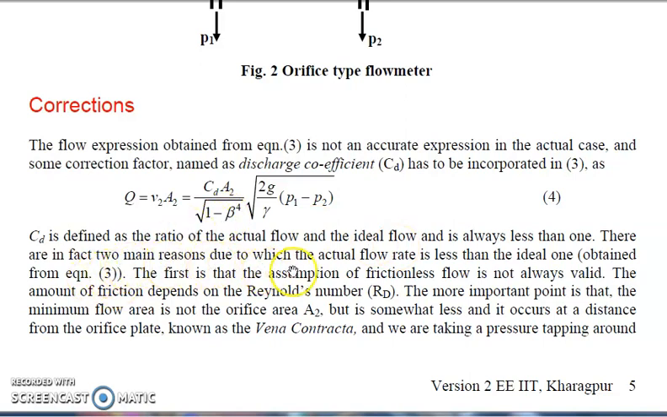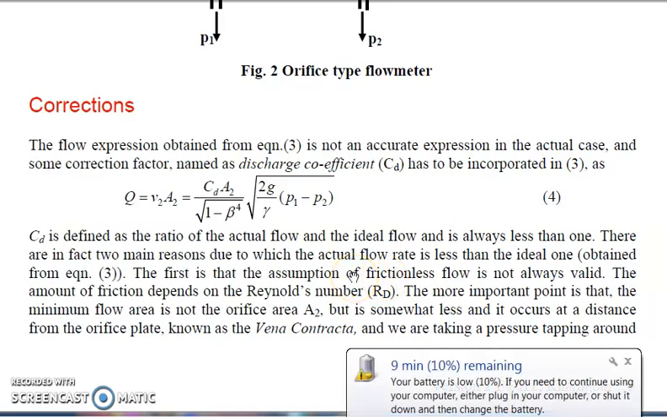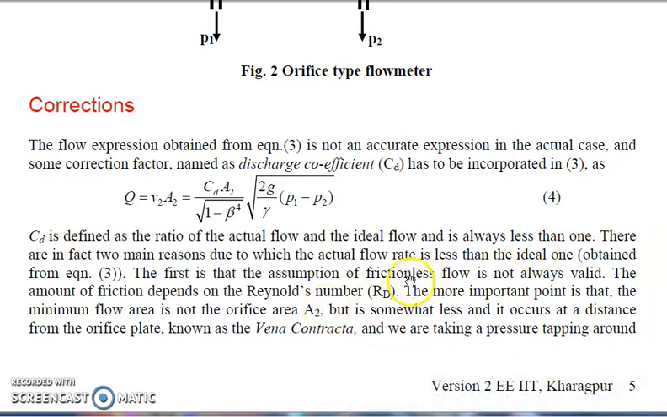There are two main reasons why the actual flow rate is less than the ideal one obtained from equation number 3. The first is the assumption of frictionless flow. Whenever we derive the formula, we do the derivation in ideal circumstances, and we don't include the practical restrictions. Whenever there is a liquid flow, there will be friction acting on it. If it is open area flow, then the atmospheric pressure will also produce friction. So frictionless flow is not practically possible, and the amount of friction depends on the Reynolds number.